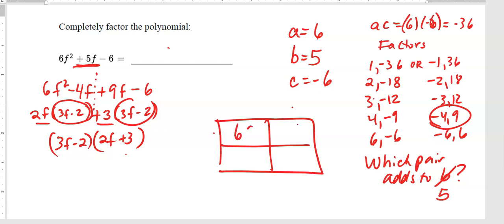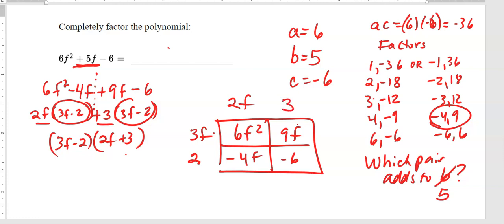Or put it in a box and use those pairs, so negative 4f and 9f. I look for the greatest common factor of my top row, which is 3f. My greatest common factor of my second row, which is 2. My greatest common factor of my first column, which is 2f. And my greatest common factor of my second column, which is 3.